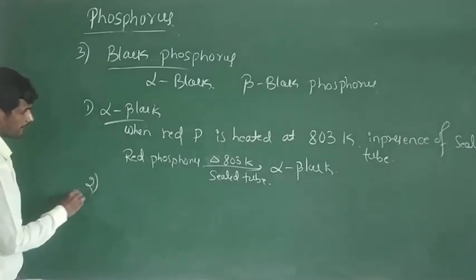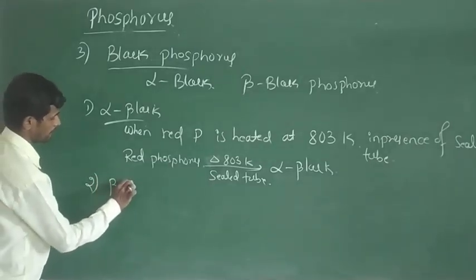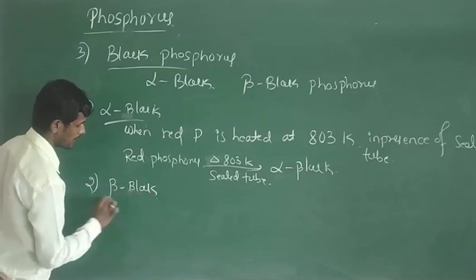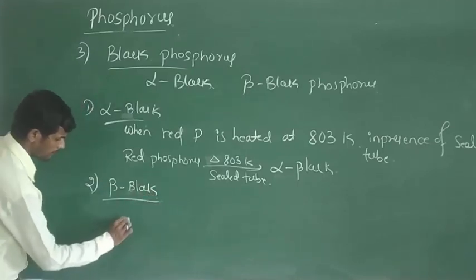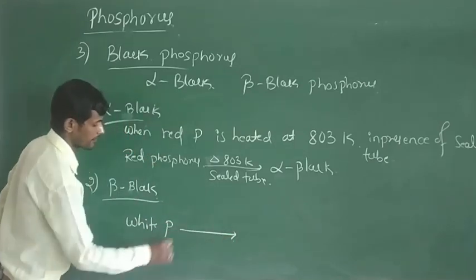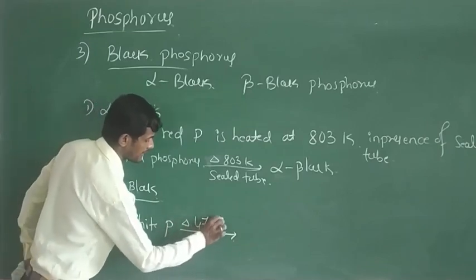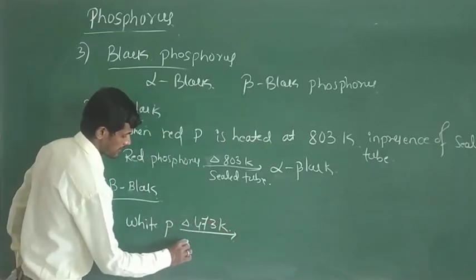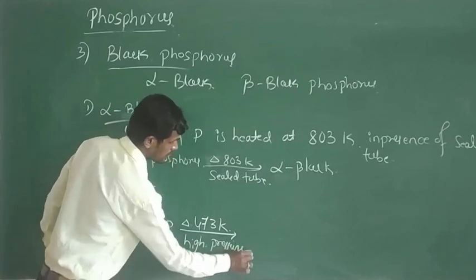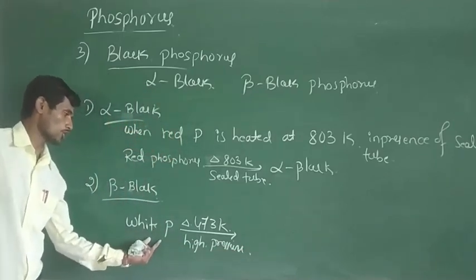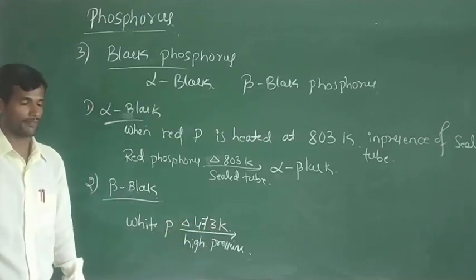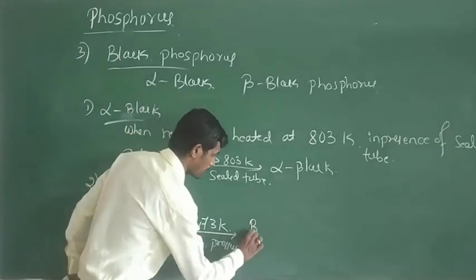Next one, beta black phosphorus. Alpha black and another one, beta black phosphorus. Remember, when white phosphorus is heated at 473 Kelvin temperature in presence of high pressure, we get beta black phosphorus.